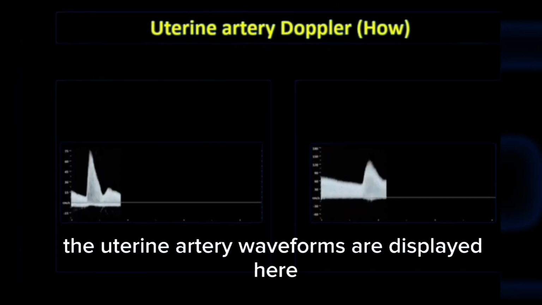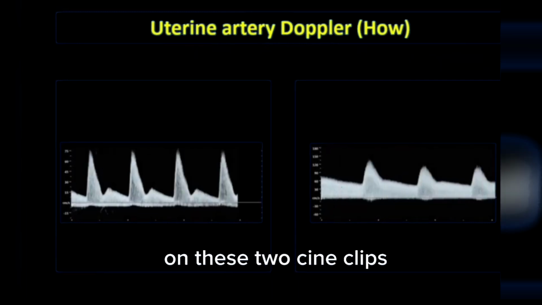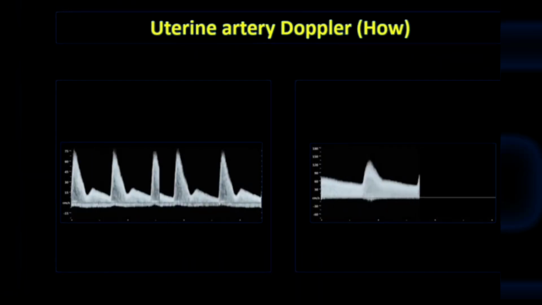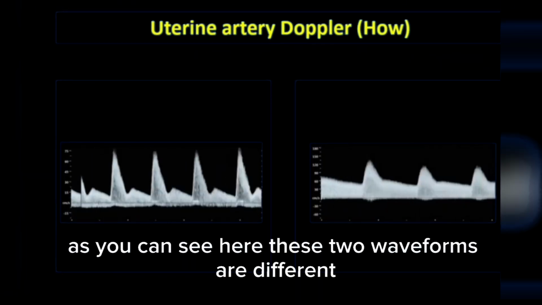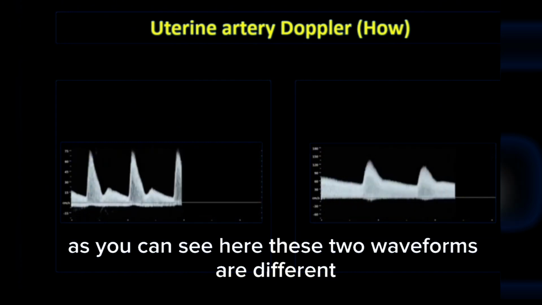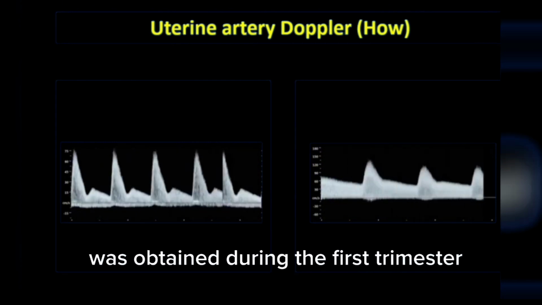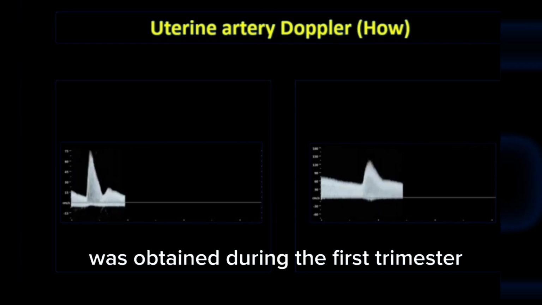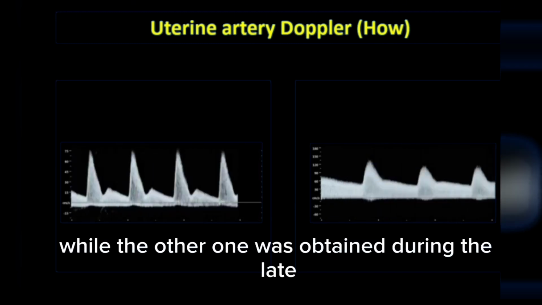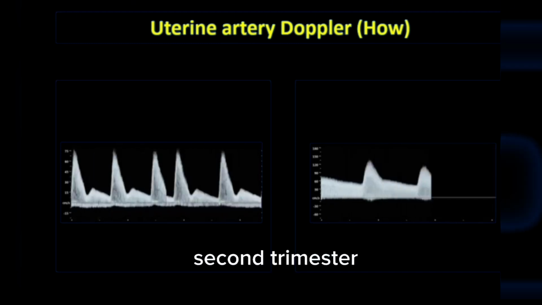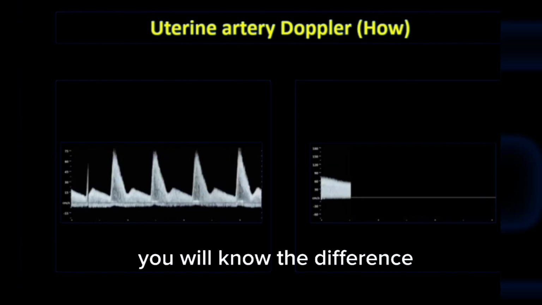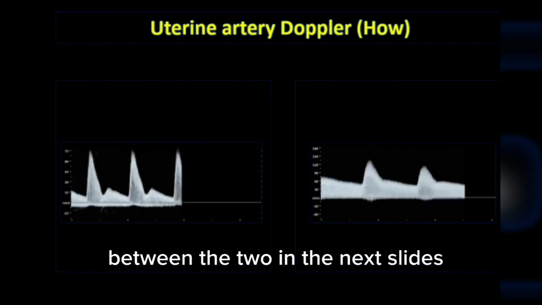The uterine artery waveforms are displayed here on these two cineclips. As you can see here, these two waveforms are different. The one on the right side of the screen was obtained during the first trimester, while the other one was obtained during the late second trimester. You will learn the difference between the two in the next slides.